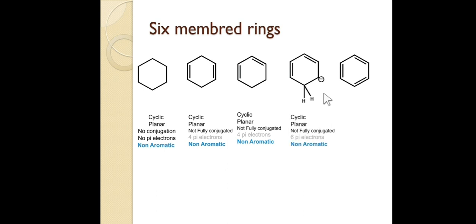And how about the last one? The world famous example of aromaticity, that is benzene. It is cyclic, planar, fully conjugated and also has 6 pi electrons, that is, 4n plus 2 pi electrons in the ring system. That's why the last compound, benzene, is aromatic in nature.